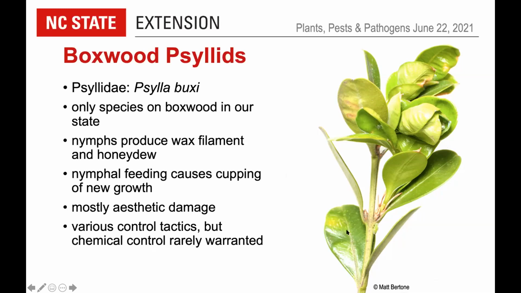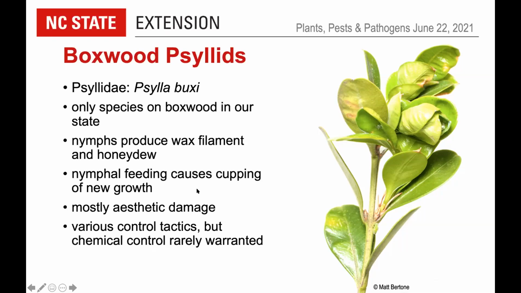In fact, this plant here I just noticed has some boxwood spider mite feeding right there. There's those chicken scratches, but we're really going to be looking at these cupped leaves. So it's the only species on boxwood in our state. There's another species of psyllid up in the New England area on boxwood as well, but it looks very different as adults. The nymphs produce a wax filament and honeydew, and I'll show that in a minute.